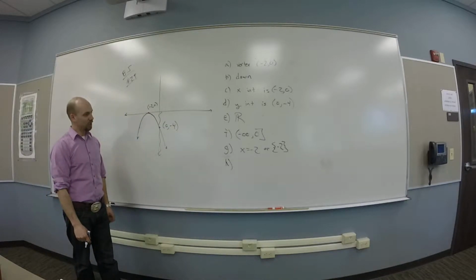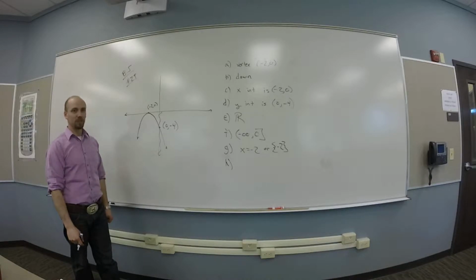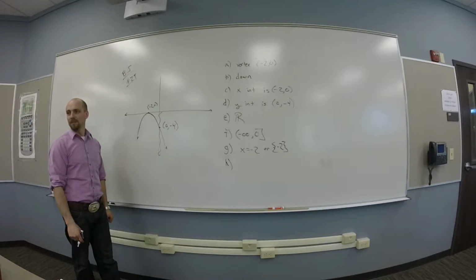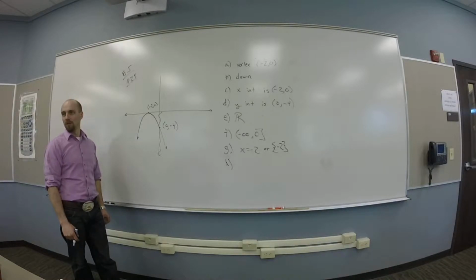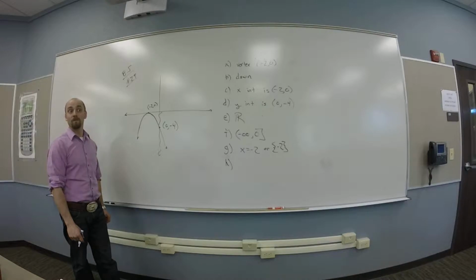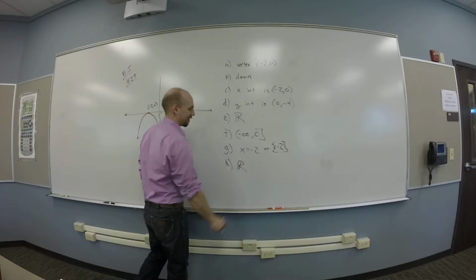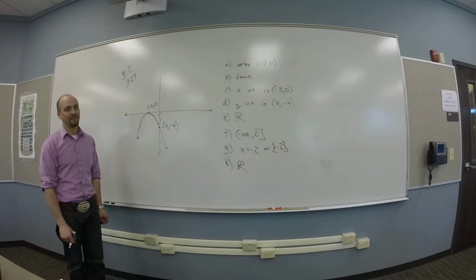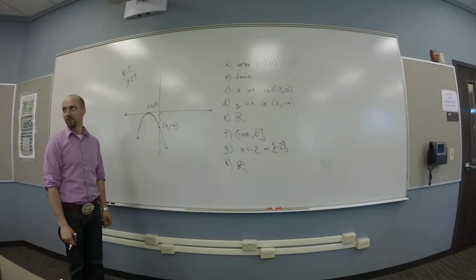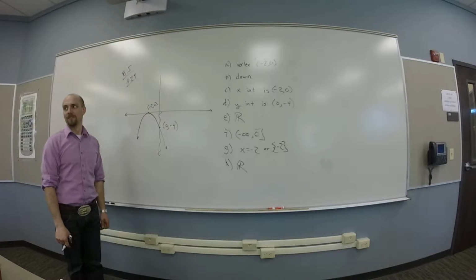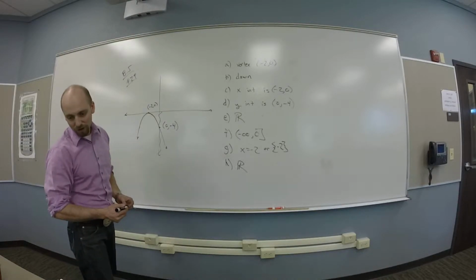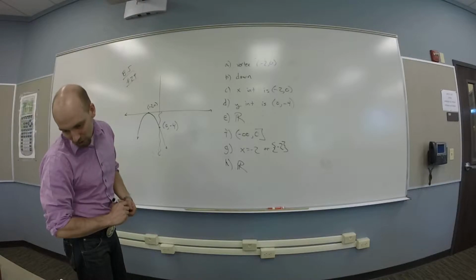How about H? H is presumably which things are negative. So which inputs give negative outputs? Everything up to -2 and everything after -2, and also -2, remember, it's both. Are we cool with that? All right. How about I and J?